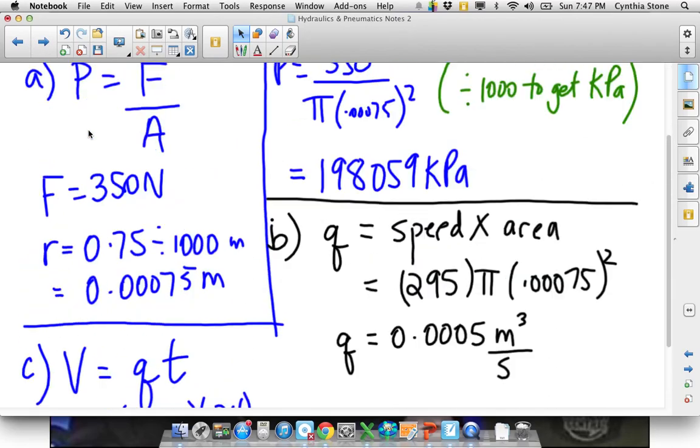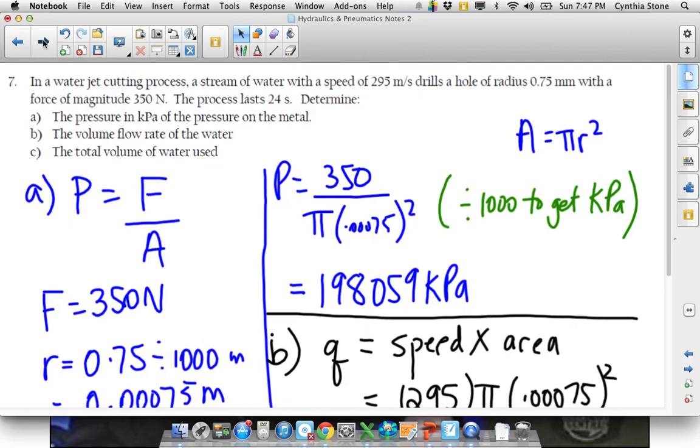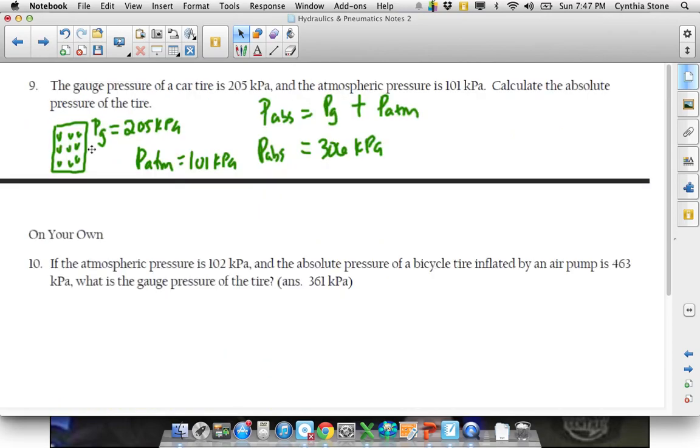So number 8 you'll do on your own. Number 9, we're given gauge pressure, and the atmospheric is 101. Calculate the absolute. Pretty easy. Just make sure you have the same units. Add them, nothing to it. Same kind of question right here, except for this one you're looking for gauge pressure, so you're looking for the PG in the one you're going to do on your own.